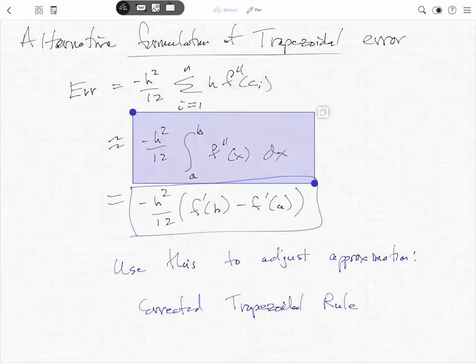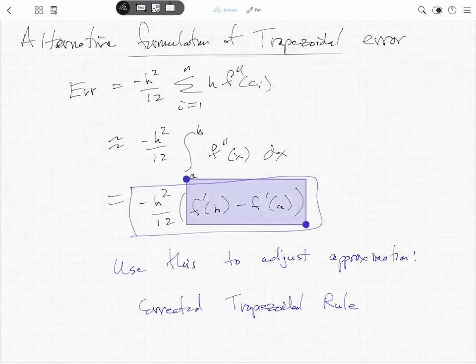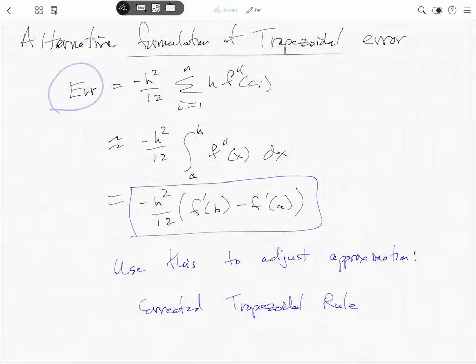And furthermore, when you integrate the second derivative, of course, what you get is simply the first derivative evaluated at b minus the first derivative evaluated at a. Right? And the advantage of this formula over the other one is that there's no mysterious number c that we don't know the value of, right? This one we can evaluate easily. Assuming we can calculate f prime, we can just evaluate f prime at b and f prime at a, take the difference, and multiply by minus h squared over 12. And this gives us an estimate for what the error is on the trapezoidal approximation.